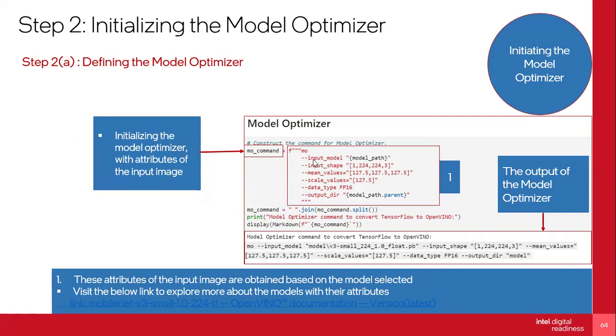So this is initializing the model with attributes for input images. Whatever image you're going to give, whatever details about that image, you give as the attributes over here. Then visit the below link, I'll give you this link also. I'll just add it in the chat box.